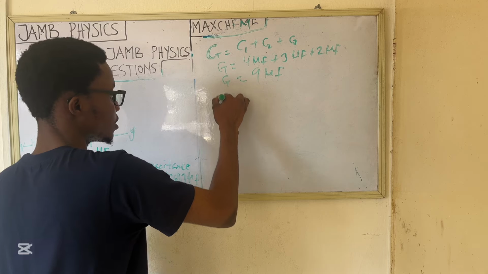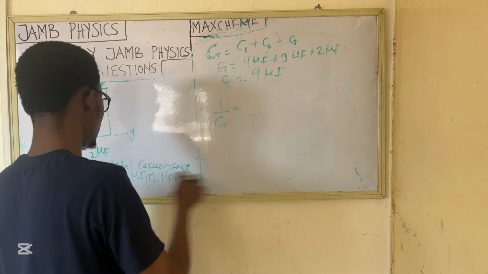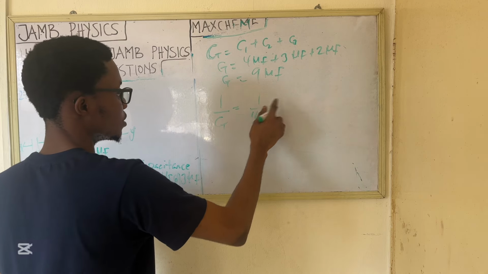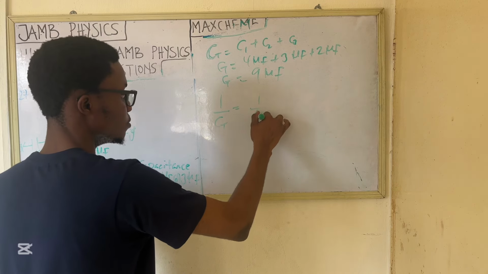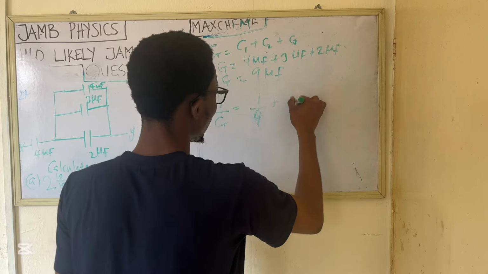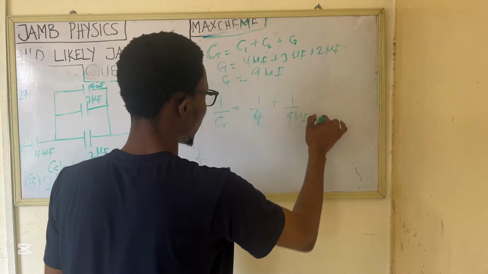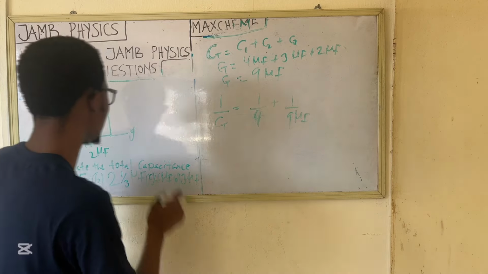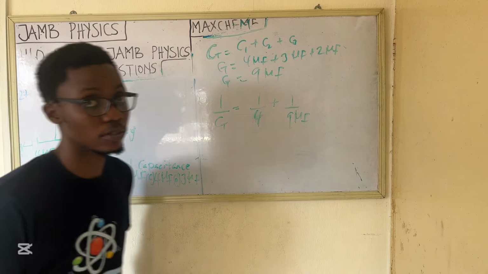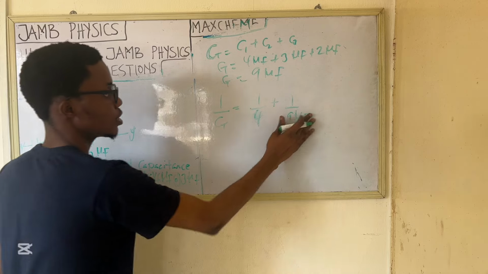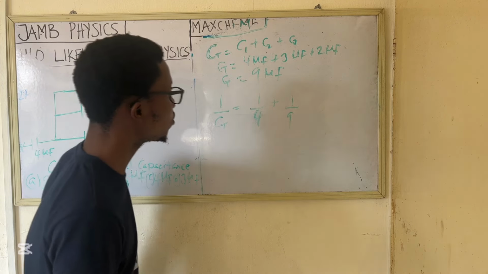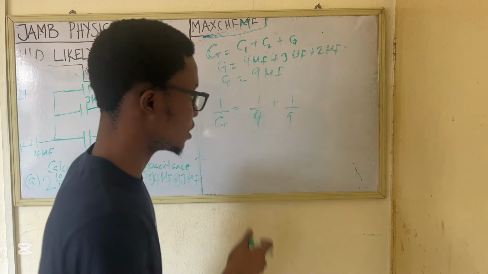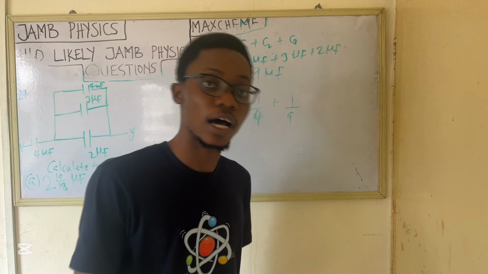Now the total capacitance will be, this is in parallel. So this is 1/4 microfarad, or for this, let's just remove the microfarad for now, plus 1/9 microfarad. Now this is also in series. You're getting the total capacitance of the parallel, so it's now in series. So you have to use this formula: 1/CT equals 1/C1 plus 1/C2. That is the first capacitance and second capacitance.